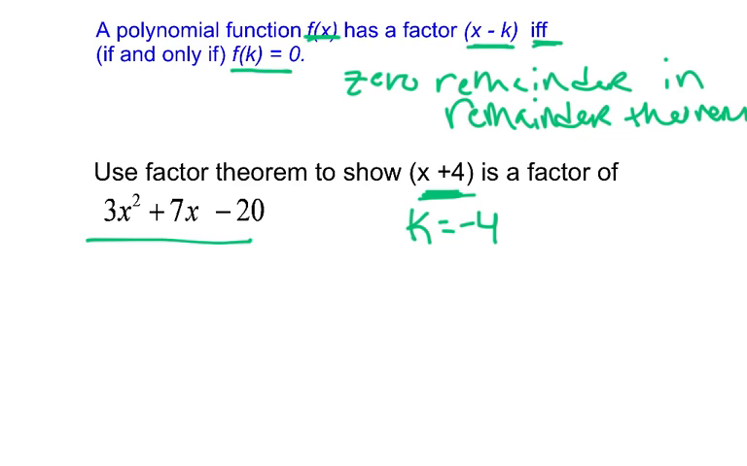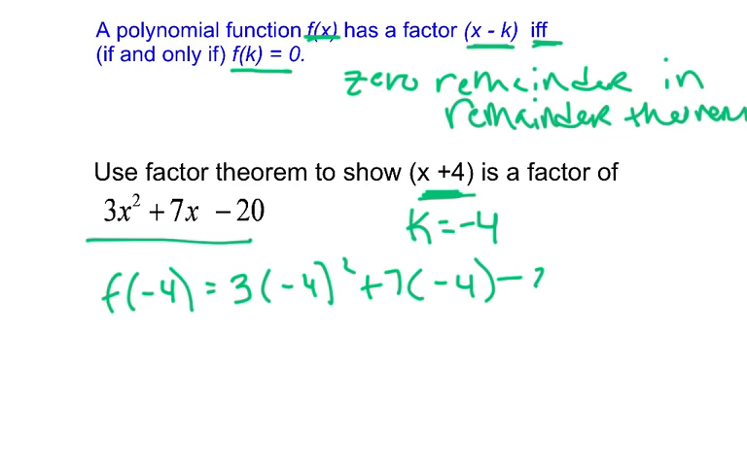And so now all I need to do is find f of negative 4. I will plug in negative 4 to this equation and hope that I get 0. For the first term, we're going to get negative 4 squared, which is 16, and then 16 times 3, which is, I believe, 48. Then we're going to get minus 7 times negative 4, and so minus 28, and then also minus 20 from that last piece.